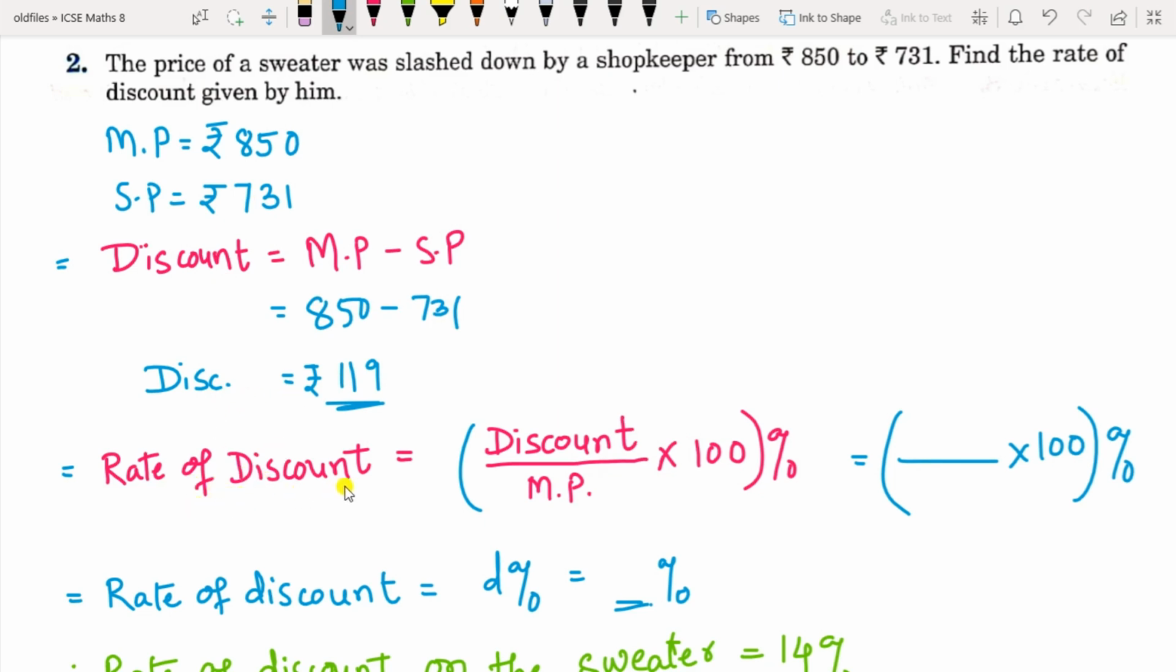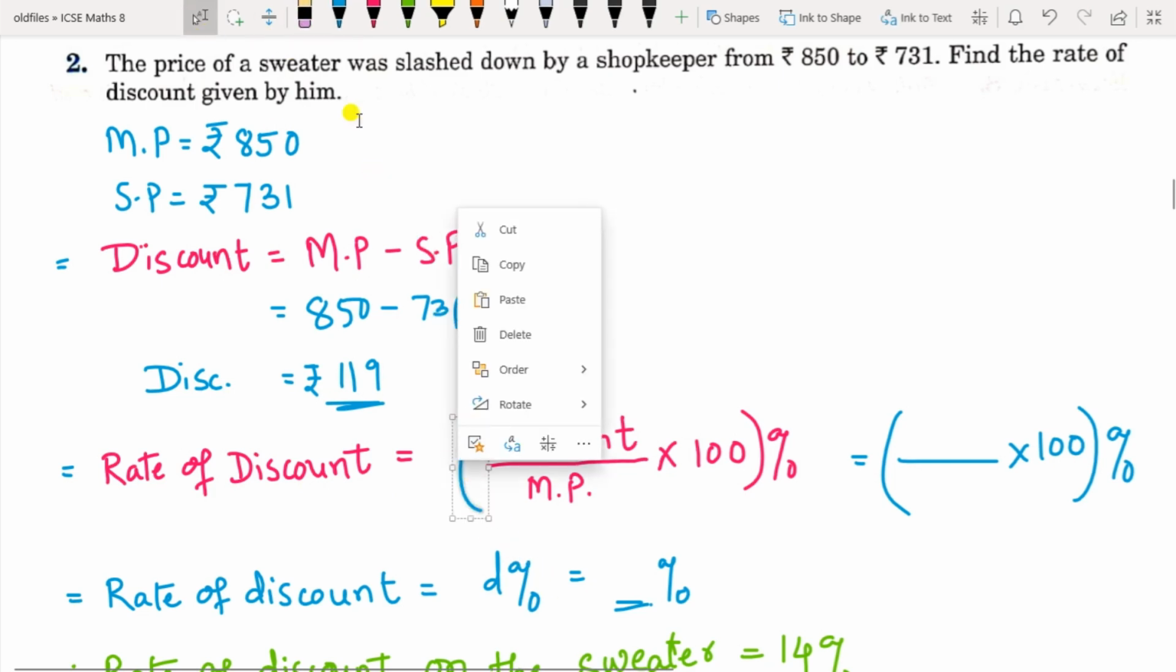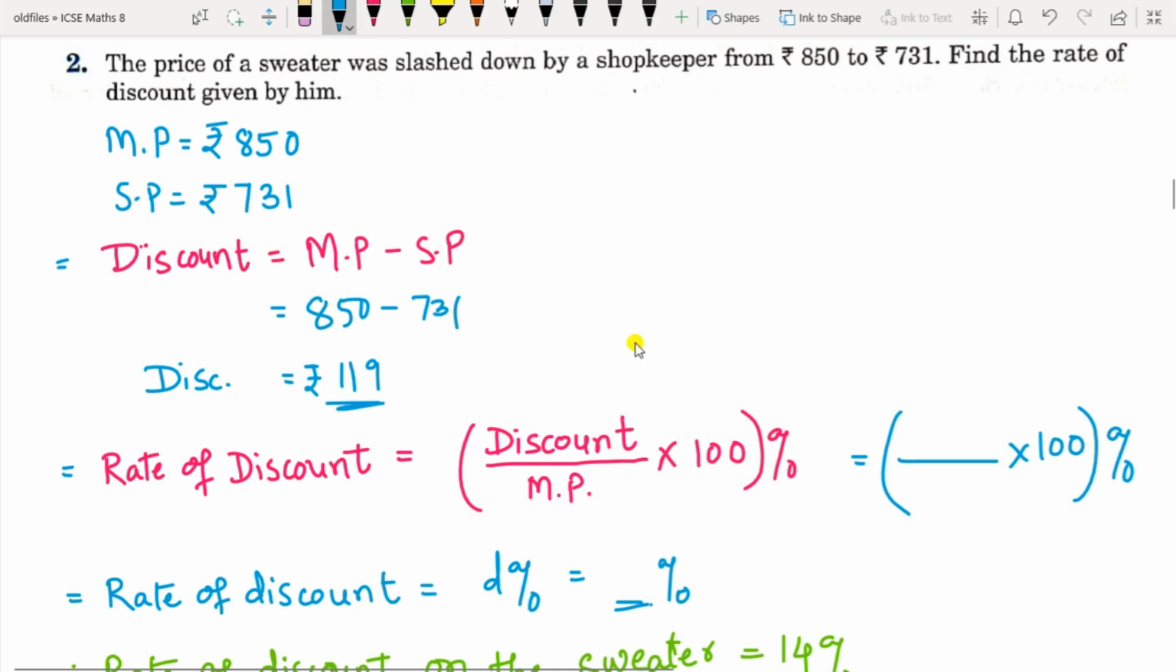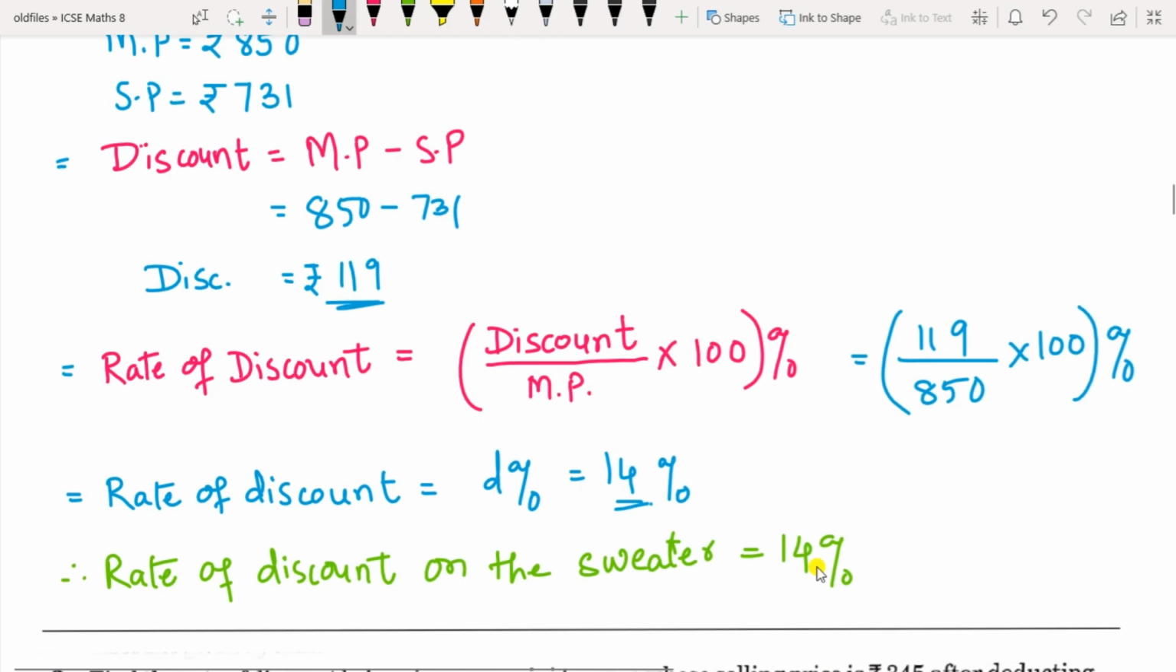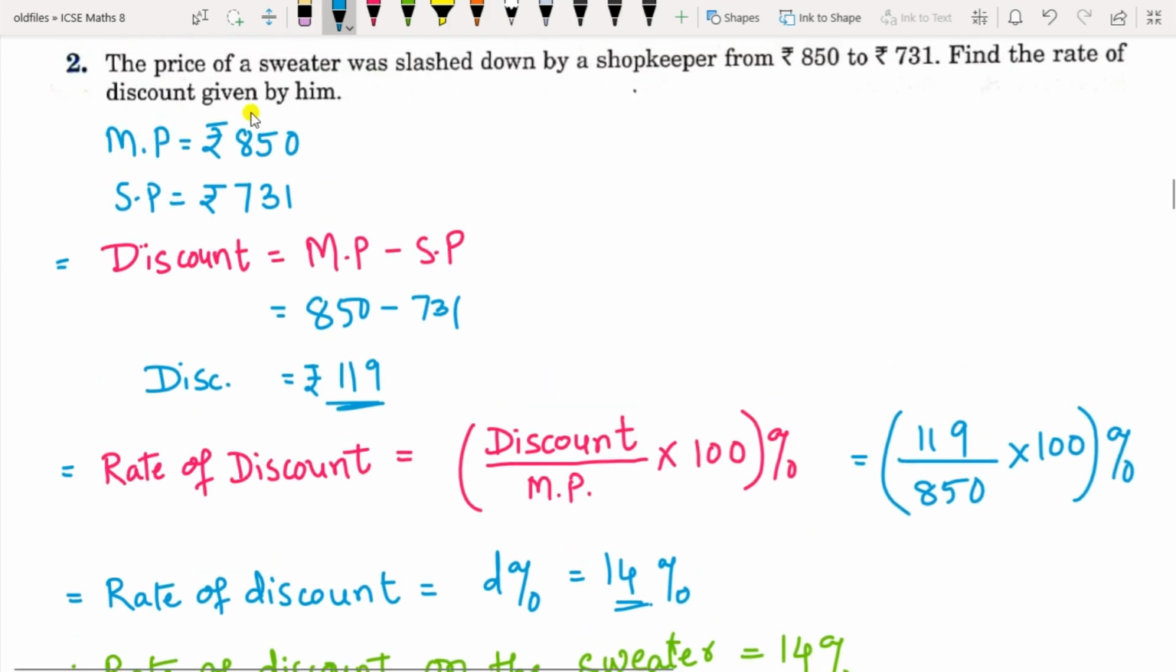So you have to find the rate of discount now, that is D percentage you have to find. So D percentage here is equal to discount upon MP into 100%. Here discount is 119 upon MP is 850 multiplied by 100%. Now if you solve this, if you do the cancellation, you will get 14%. So rate of discount on the sweater was 14%. They have given only the mark price and the selling price. You have to find discount in rupees on that and then convert it into percentage.